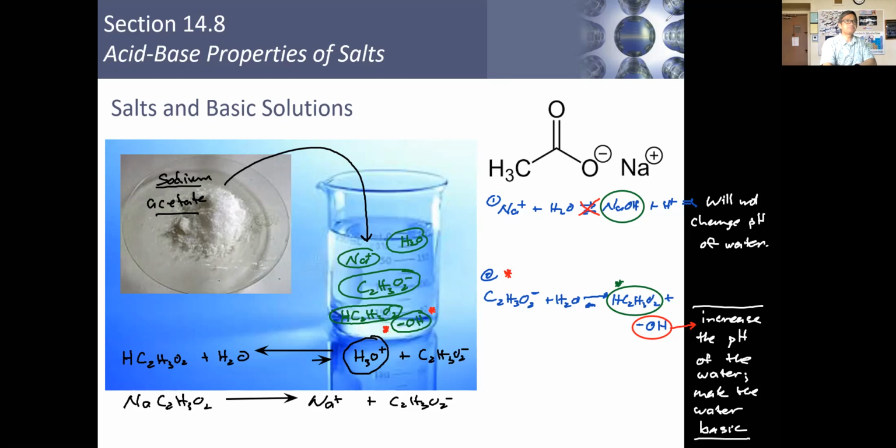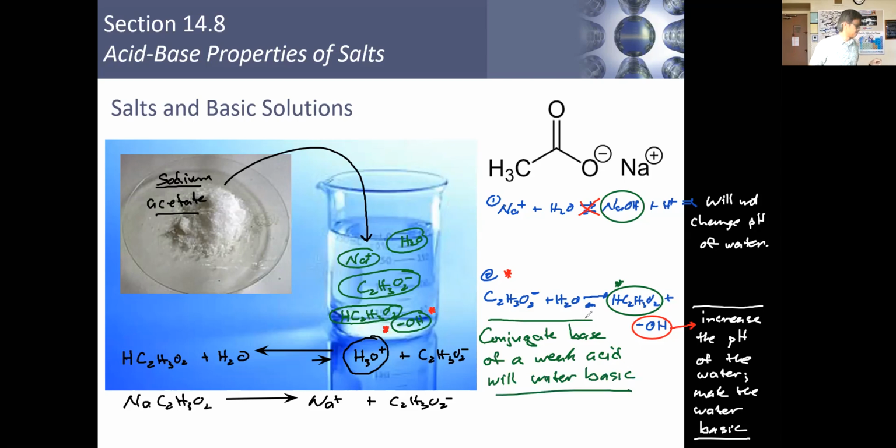So what do we notice then? This can be derived from the acetic acid. The conjugate base of a weak acid will make water basic. That is what we notice whenever you have a conjugate base of a weak acid. So you end up with a basic solution.